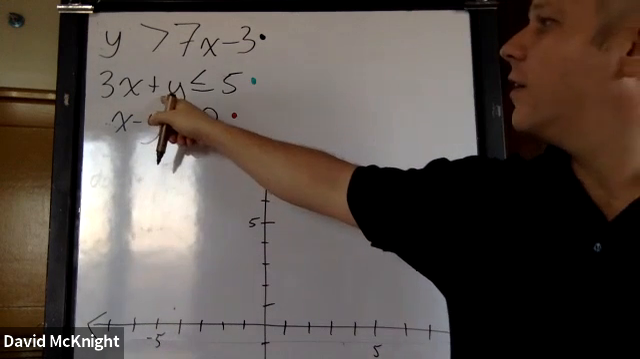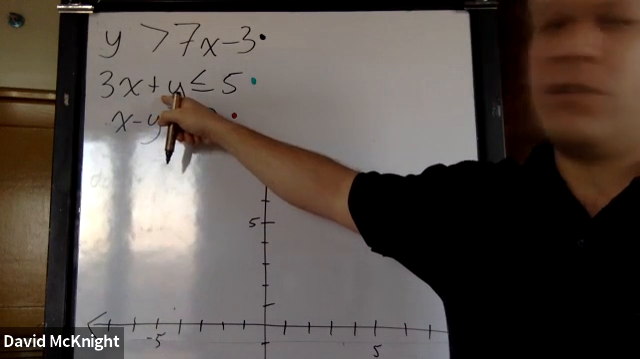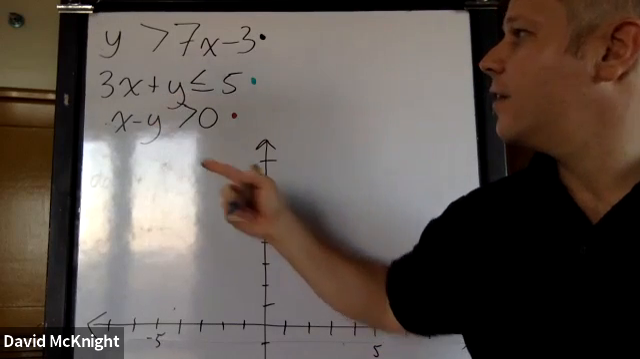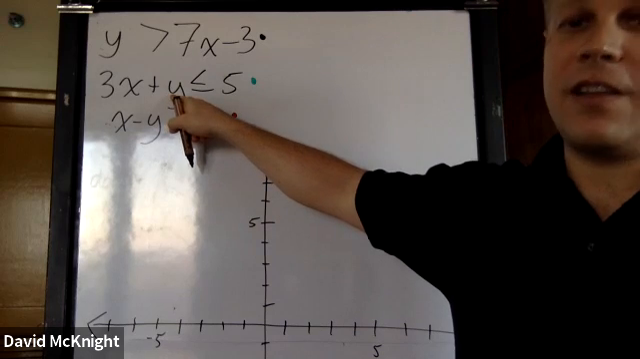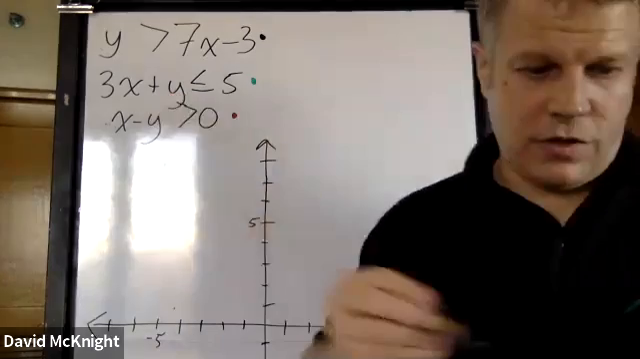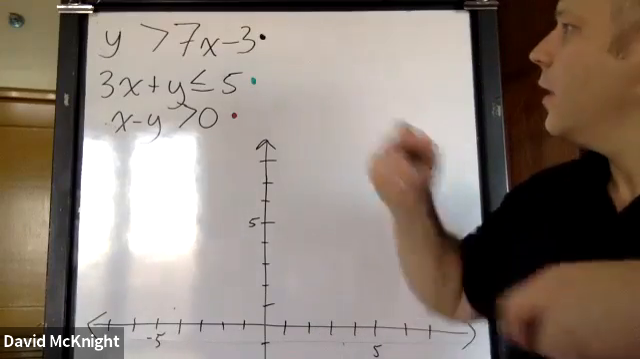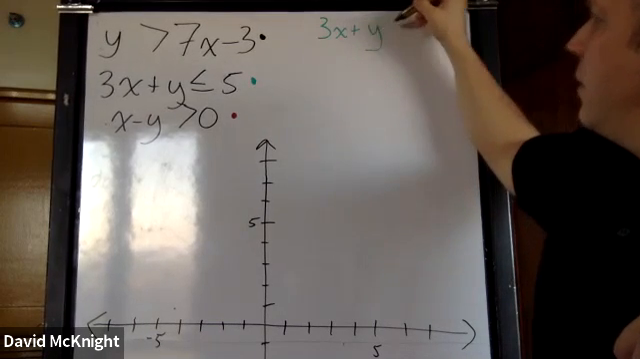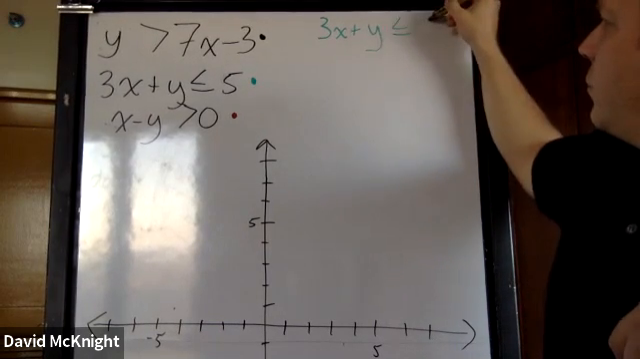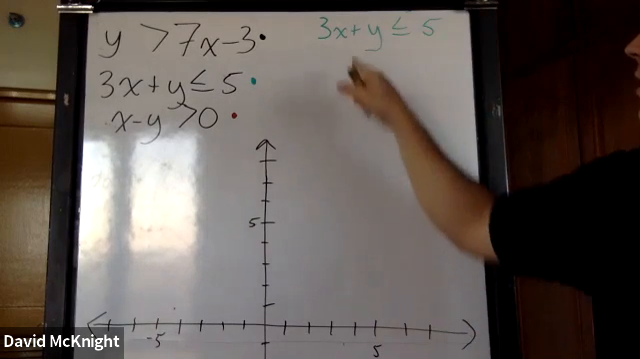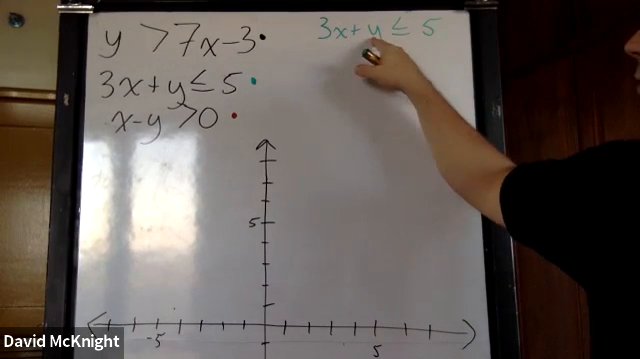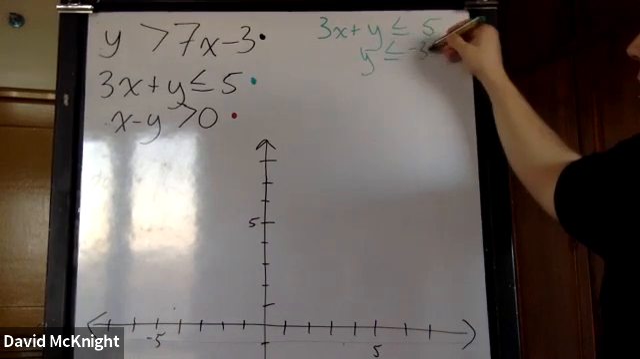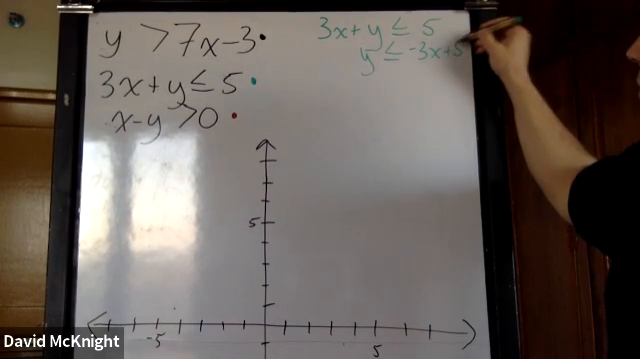The second one, I know some of you would probably like to use x and y intercepts and then use a test point. You could do that, but you can see that y is going to be very easy to isolate here. So let's go ahead and do that. We'll write in green. So I have this inequality, 3x plus y is less than or equal to 5. All I need to do is subtract 3x, and I'm going to have y isolated. So y is less than or equal to negative 3x plus 5.